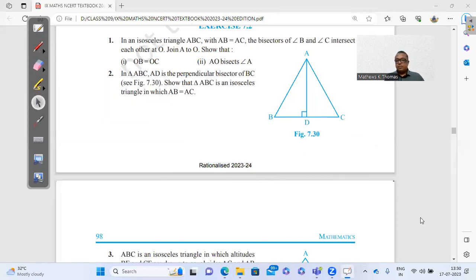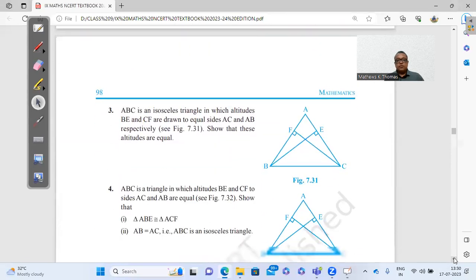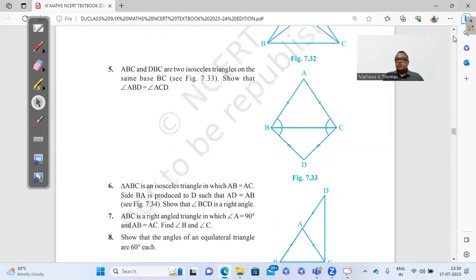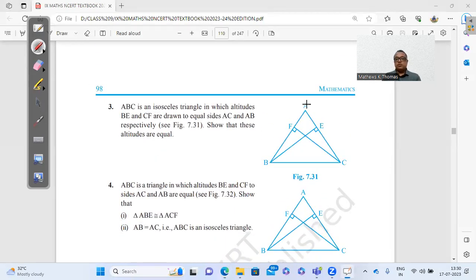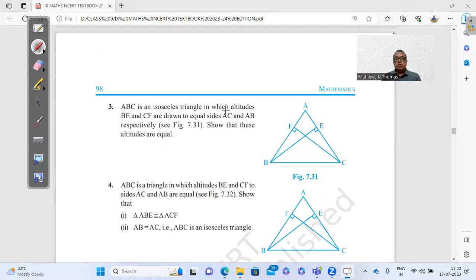Question number 3. Figure again given. ABC is an isosceles triangle. The figure is given here. ABC is isosceles, that means AB equal to AC. Altitudes, altitude means 90-90, right? BE and CF are drawn to equal sides AB and AC. So AB and AC are equal. Show that these altitudes are equal. That means I want to prove that BE and CF are equal.